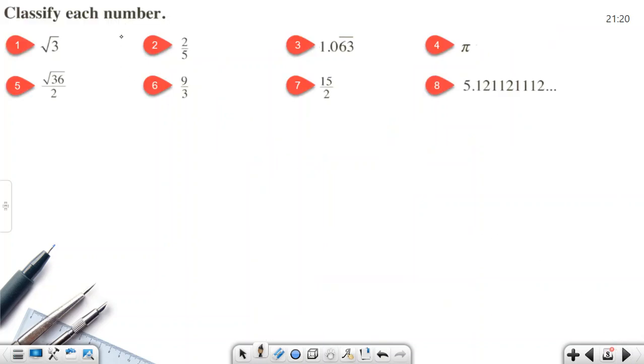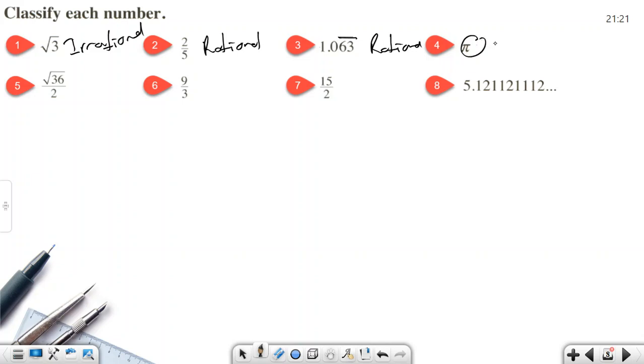Okay, classify each number. If there is a square root and there is no perfect square inside the square root, we call it irrational. That's rational because it's a fraction. That's a repeating number, so rational.